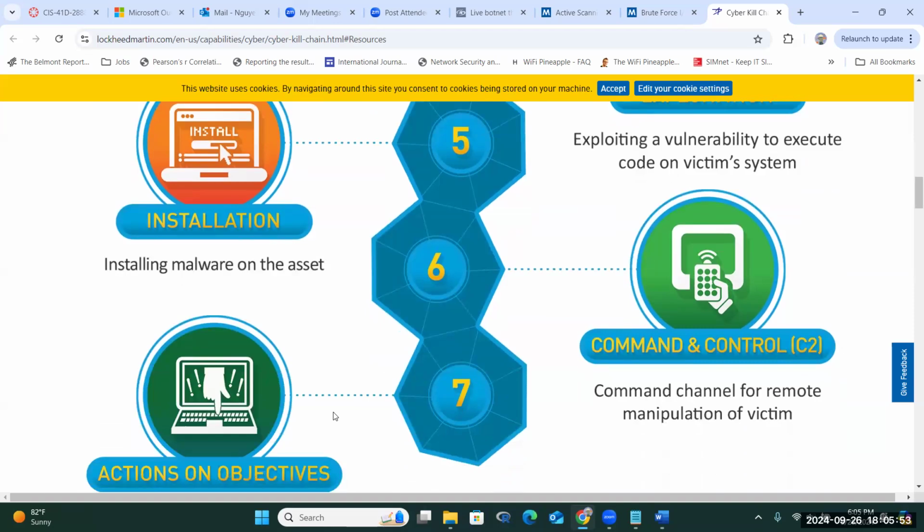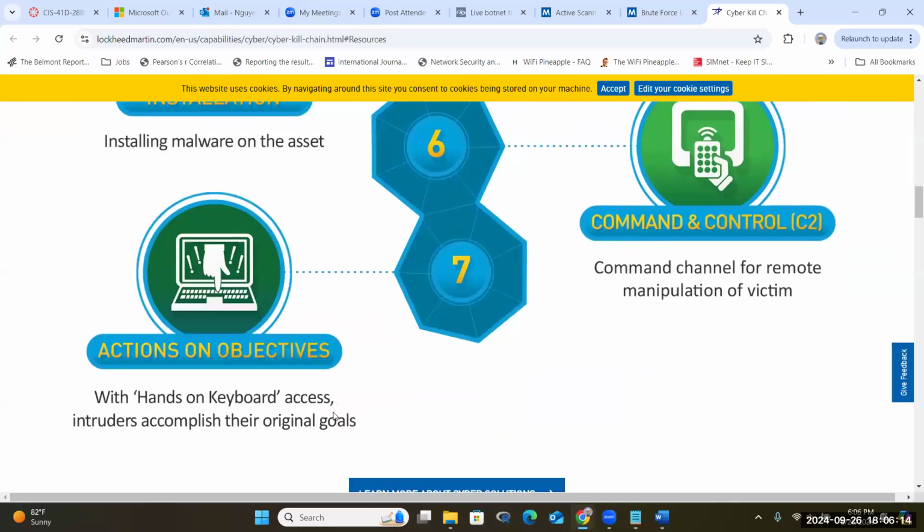And then command and control. So at this point, you, as an attacker, would have remote control of the system, so you'll be able to do whatever you need for the objective of the attack. All of those steps really build to having full control of the system. And then to accomplish the goal, whether to take data or to disrupt services, this is when the objectives are met, stage 7.